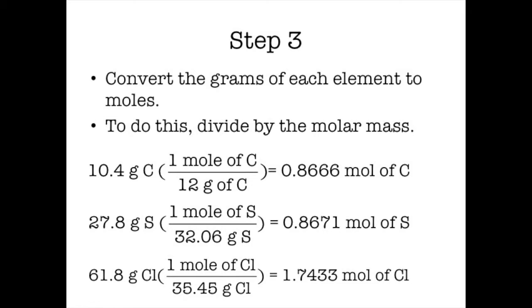The last thing we want to find is the amount of moles in chlorine. So we take the 61.8 grams of chlorine in the compound and divide it by 35.45 grams, the molar mass of chlorine. So the amount of moles of chlorine that is found is 1.7433.